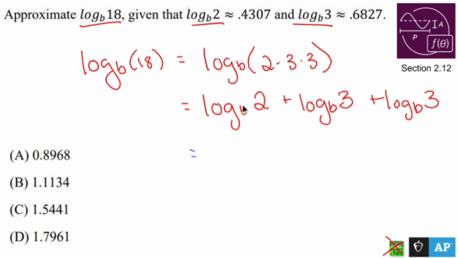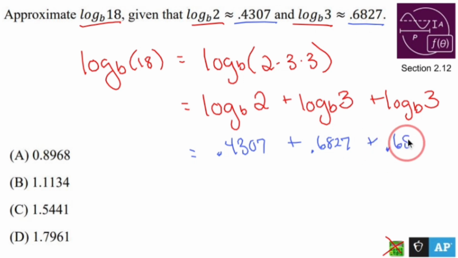Just so happens that we know log base b of 2 is that guy right there, 0.4307, plus log base b of 3 is 0.6827, plus log base b, again, 0.6827. So the only reason why I would need my calculator is to do this calculation right here. But let's just say I can do this in my head. This ends up being 1.7961. So yeah, let's just make believe we used a calculator. And we end up with D. Very unique problem. You have to think outside the box with this one.